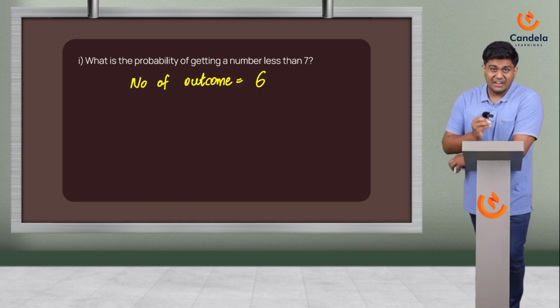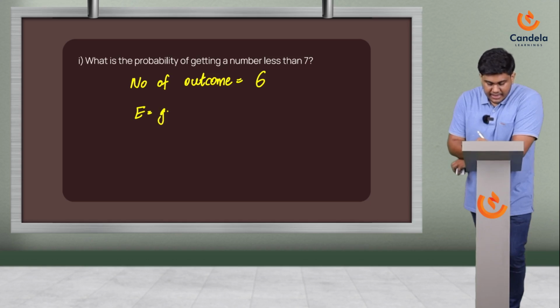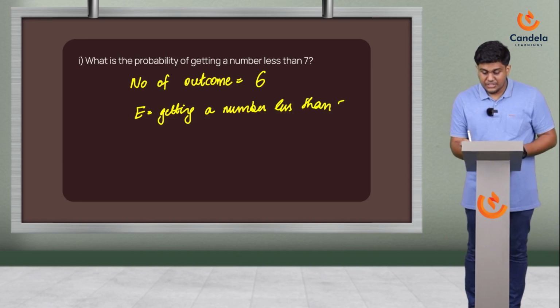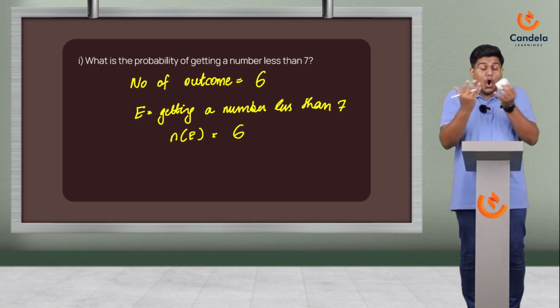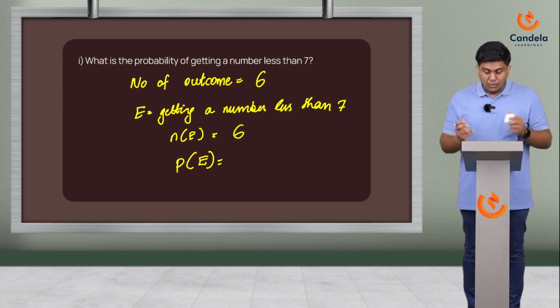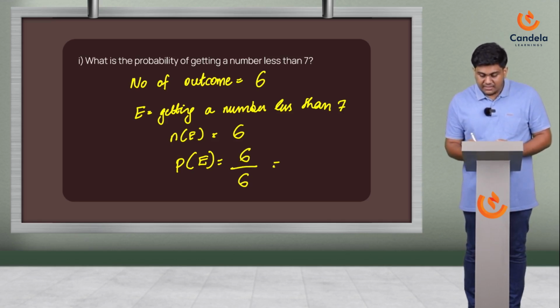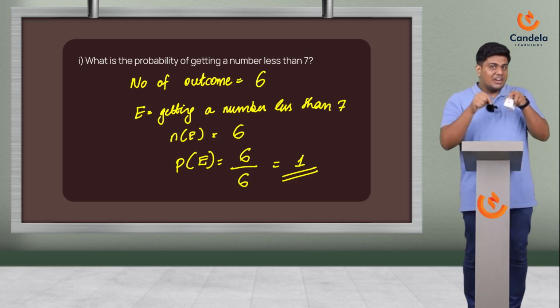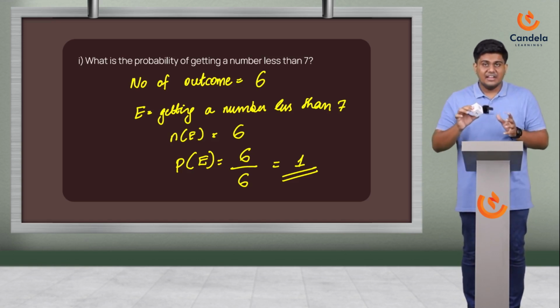Now, what is the event that we have here? Event E is getting a number less than 7, which tells us that the number of E would be 6, because 1, 2, 3, 4, 5, 6 are all less than 7. So my probability of E will be number of E by number of outcomes. That is 6 divided by 6, which is 1, which tells us that for this particular event of getting a number less than 7, the probability is 1.